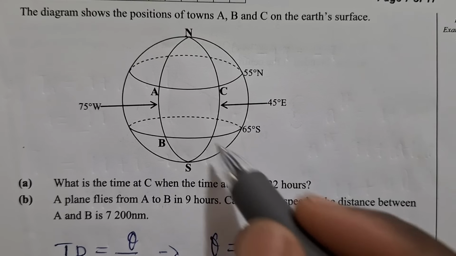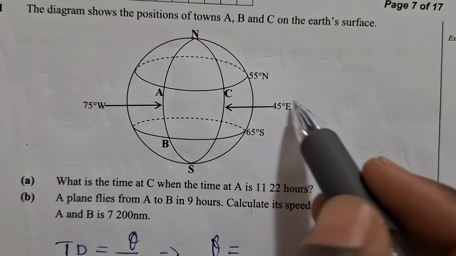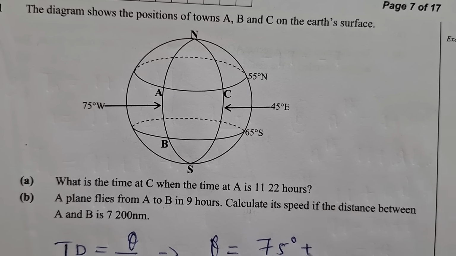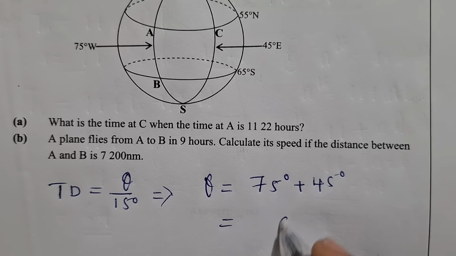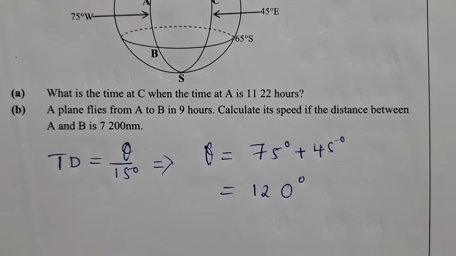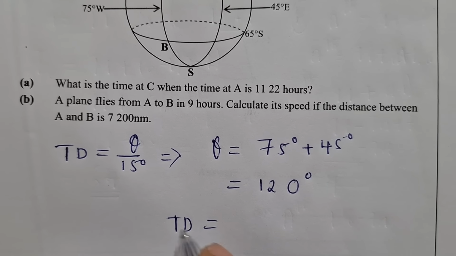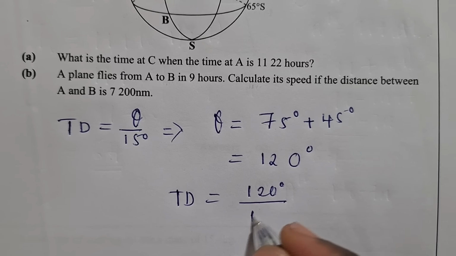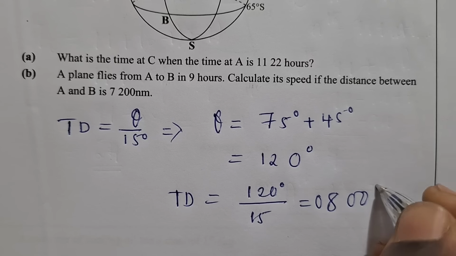What's our theta? A and C, they are on opposite directions. This is east, this is west. So we're going to add them. 75 degrees plus 45 degrees. So when we add, this is 0, here it's a 12. So we're getting 120 degrees as our theta. We can now put it here. So TD is equal to 120 degrees over 15, which is giving us 8 hours. So 8 hours.